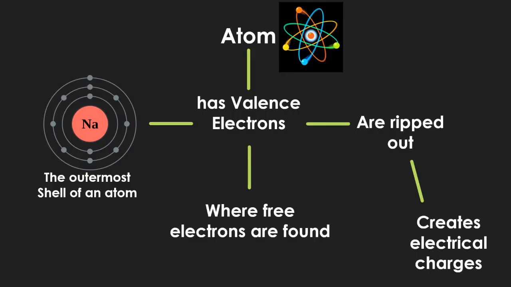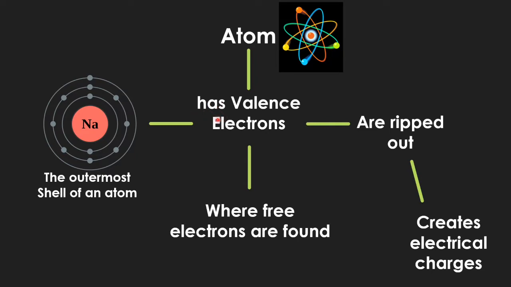We will first begin our discussion with an atom. This is an atom, and an atom has valence electrons. When we speak of valence electrons, this is the outermost shell of electrons. In this illustration, this is an atom of sodium, and sodium has one valence electron that is found in the outermost shell.